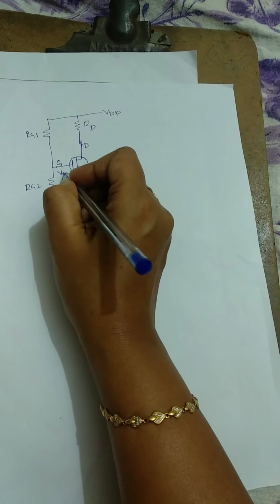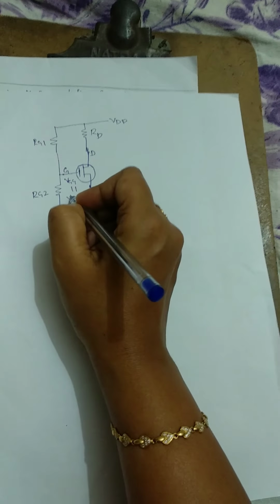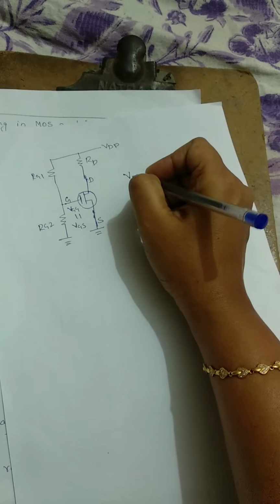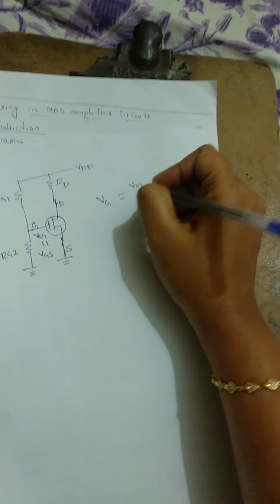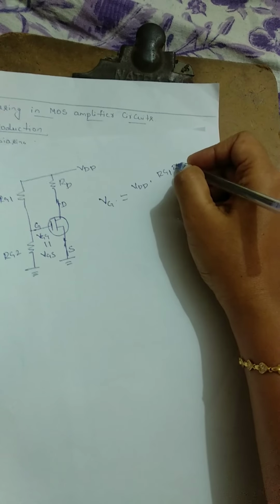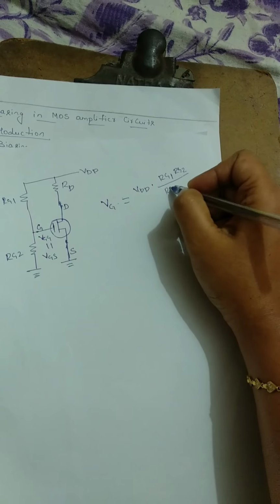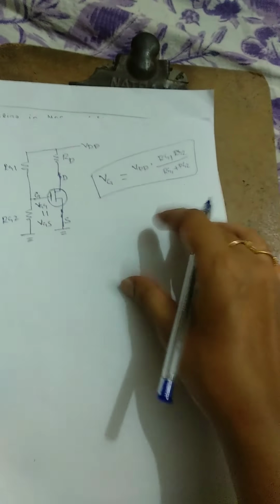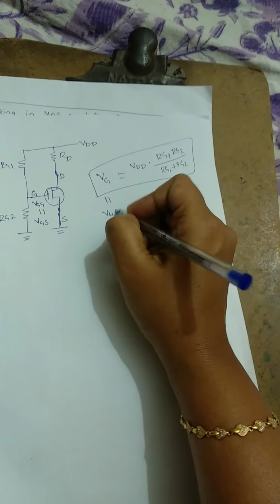Here, since there is no resistance at the source, the gate voltage is equal to the voltage between the gate and the source. By the voltage divider rule, the voltage at VG is VDD times RG2 divided by RG1 plus RG2. This is the voltage across the gate, which is also equal to VGS.